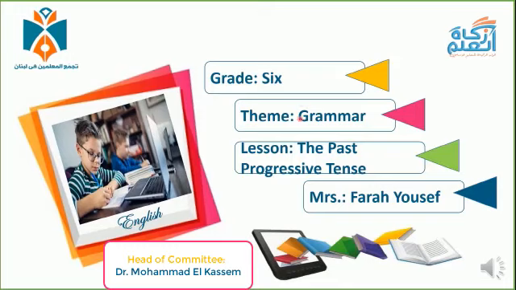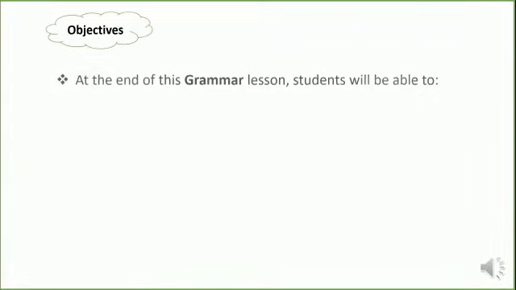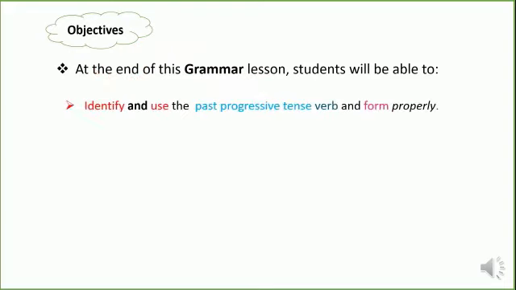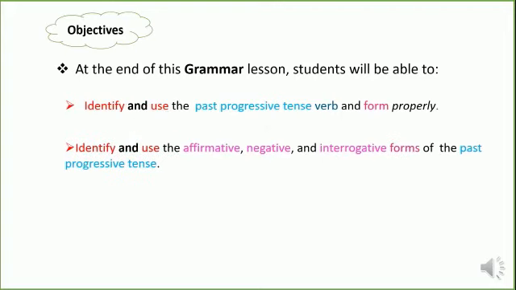Our grammar lesson today is about the past progressive tense. At the end of this grammar lesson, students will be able to identify and use the past progressive tense with its forms properly. Also to identify and use the affirmative, negative, interrogative forms of the past progressive tense.